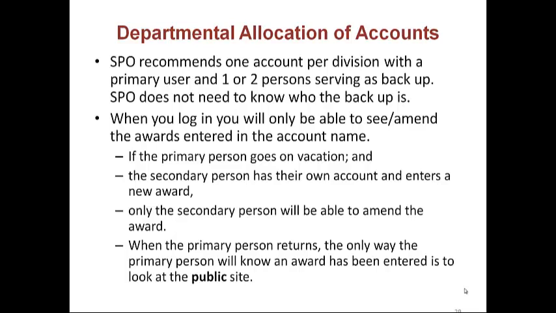So if the primary person goes on vacation and the secondary person has their own account and enters a new award, only the secondary person will be able to amend that award later on. When the primary person returns, the only way the primary person will know an award has been entered is to look at the public site. They won't be able to see it internally.